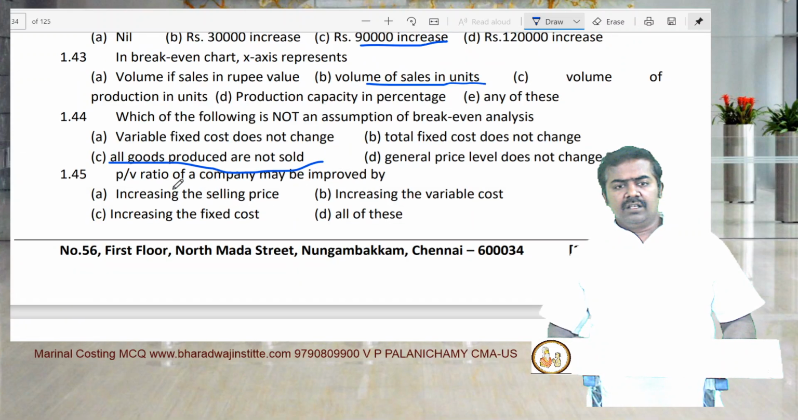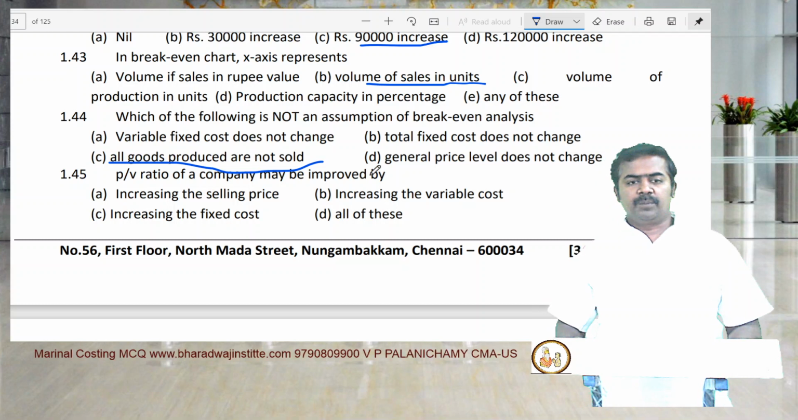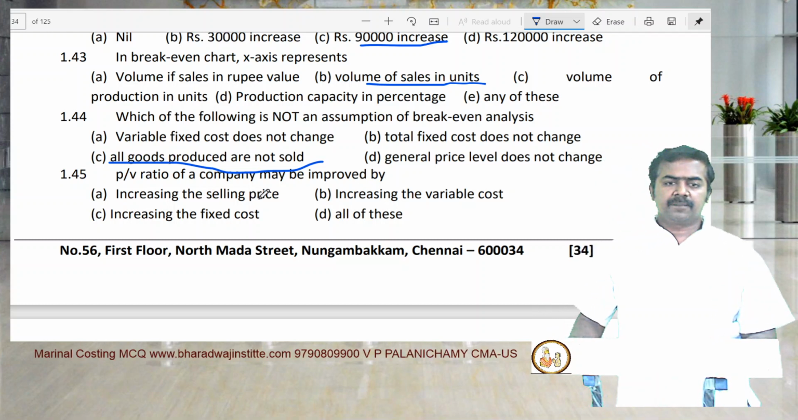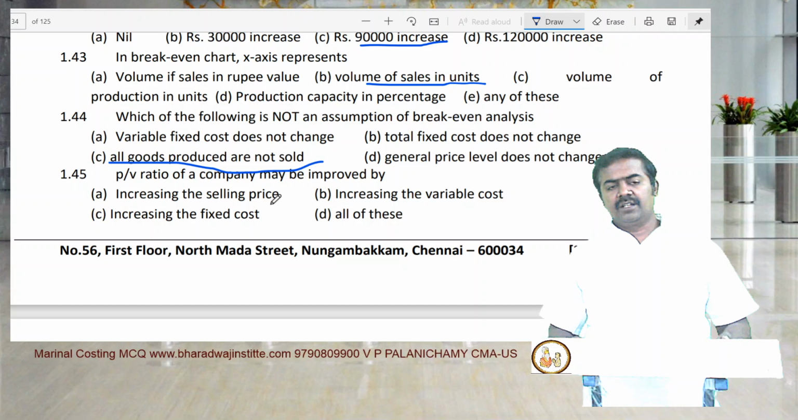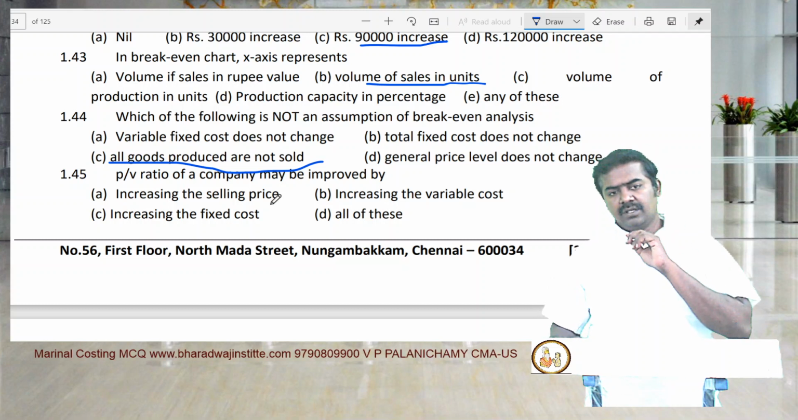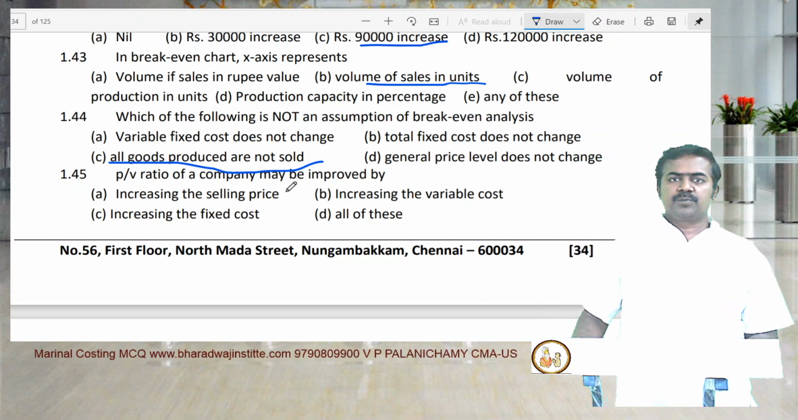Then, PV ratio of a company can be improved by increasing the selling price, or increasing the variable cost? No, increasing fixed cost will not affect your PV ratio. It is increasing the selling price. When the selling price is more, you will get more contribution, and a higher PV ratio will come.